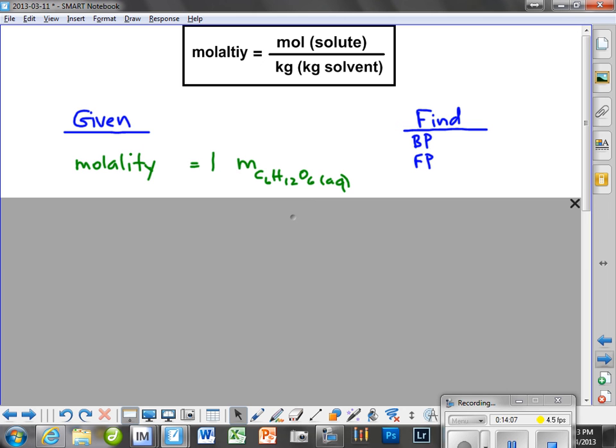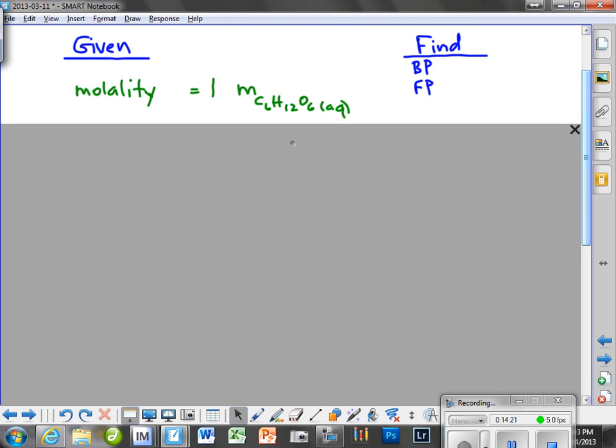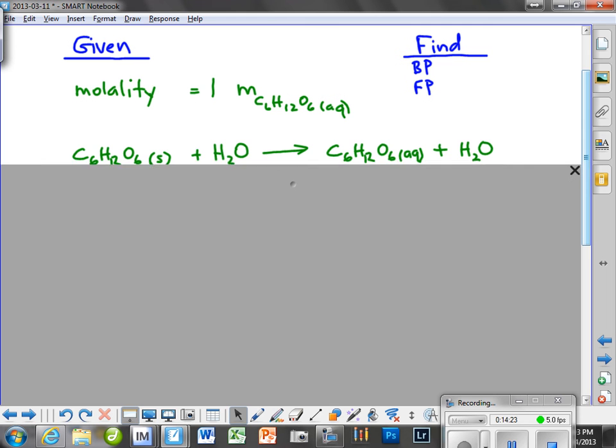Molality. If the molality is 1, just 1, I'm going to use a molality of 1 for three different problems. And you may have to get this online, I don't know, but we're short on time. With this one, this is the sugar.